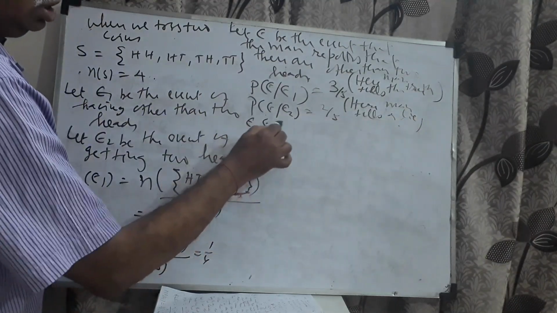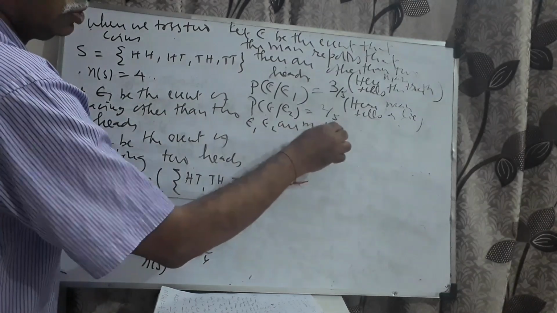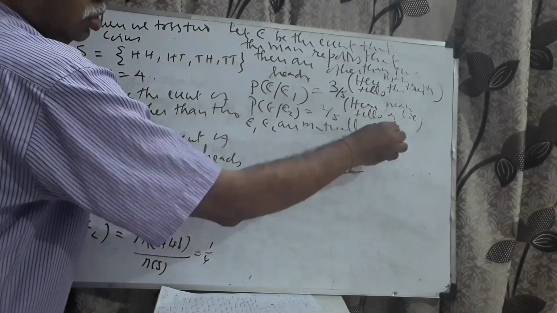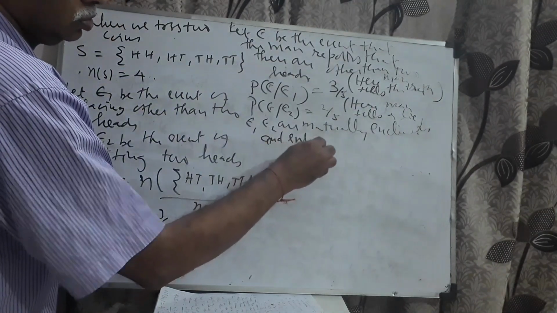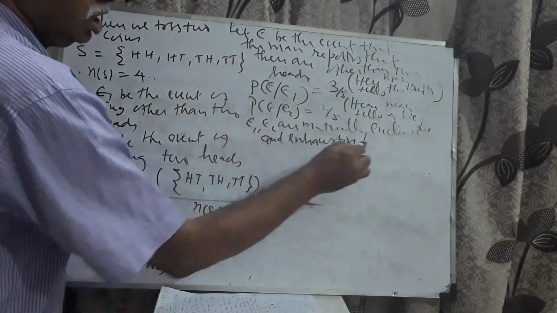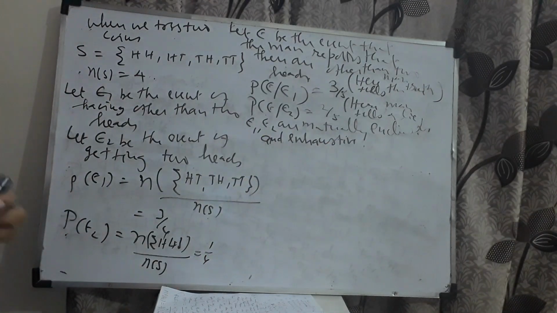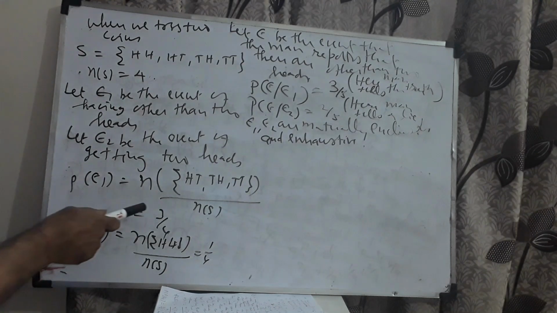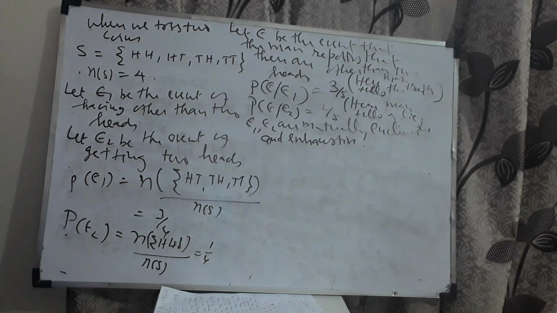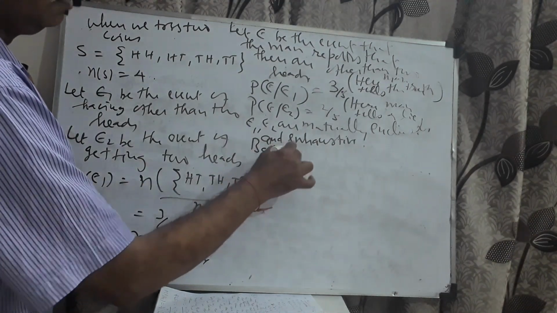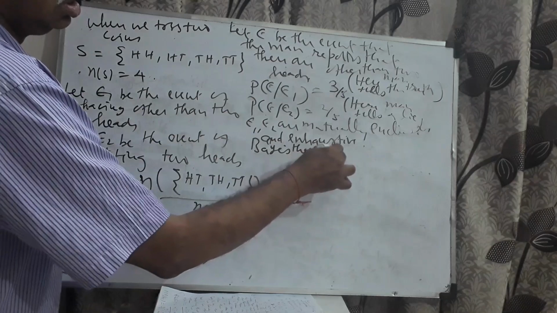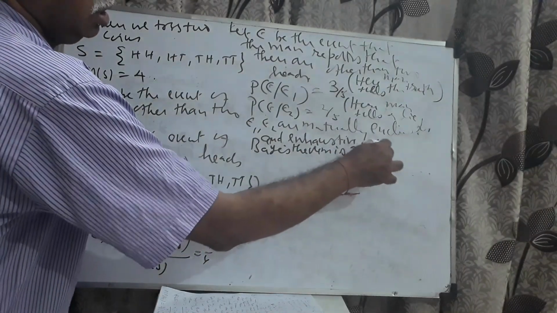Now E1, E2 are mutually exclusive and exhaustive. What is the meaning of mutually exclusive? The intersection is empty. See here, there is no common element. What is the meaning of exhaustive? The sum of probabilities is equal to 1, or the union is the sample space. Therefore Bayes' theorem is applicable. This is the condition for Bayes' theorem to be applicable.